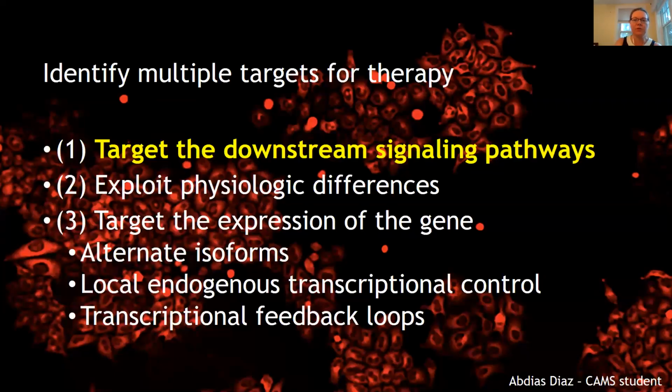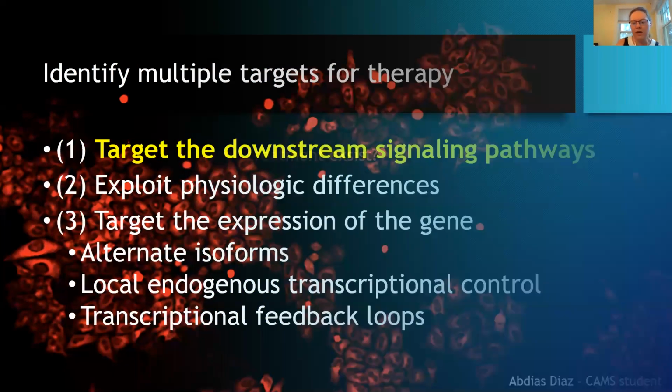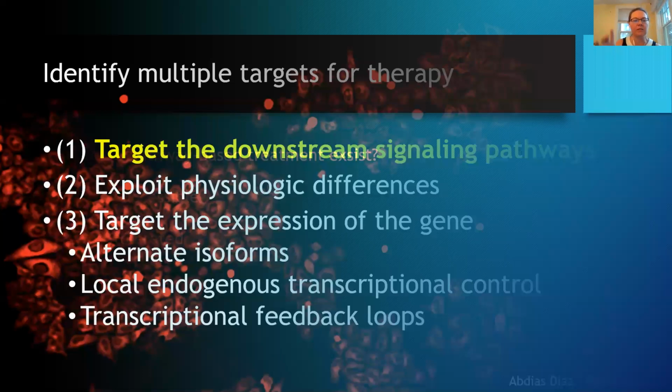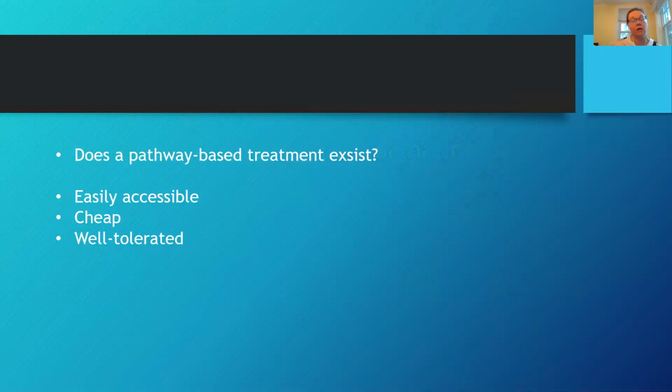So going further, what is our whole goal here? It is to identify targets for therapy. So what are the ways that you can do this? Well, you can target downstream signaling pathways. So does pathway-based treatment exist? Well, we'd like it to be accessible, cheap, and well-tolerated. A lot of these patients live in countries that don't have well-established medical communities. Wouldn't it be great if it had Amazon free one-day shipping?